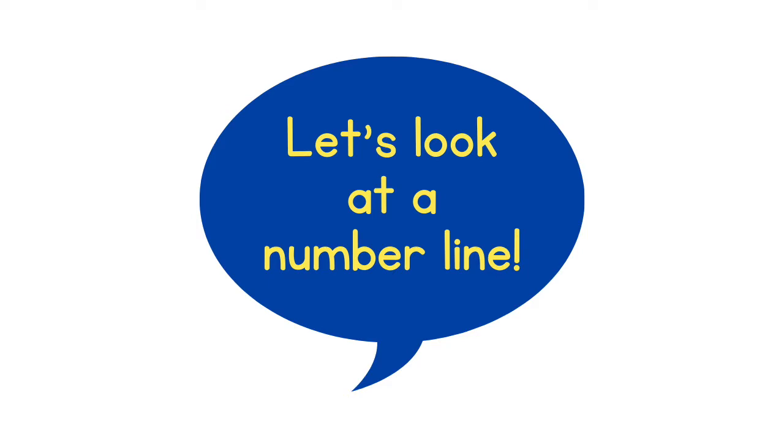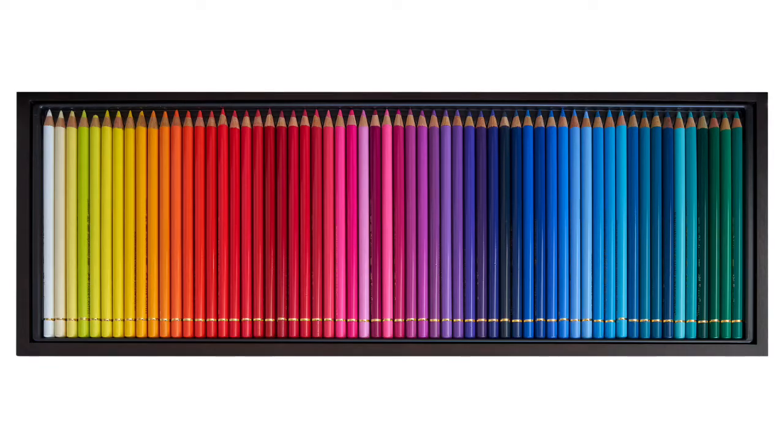Let's look at a number line. When someone says that, you might ask, why? Look at these colored pencils. Since the pencils are organized in a row, it's easy to find the color you want. That's what number lines do, but for numbers.